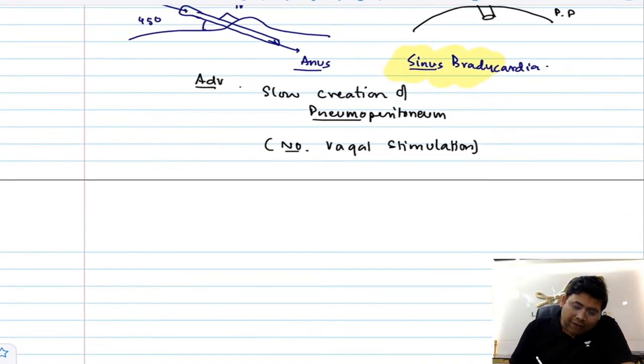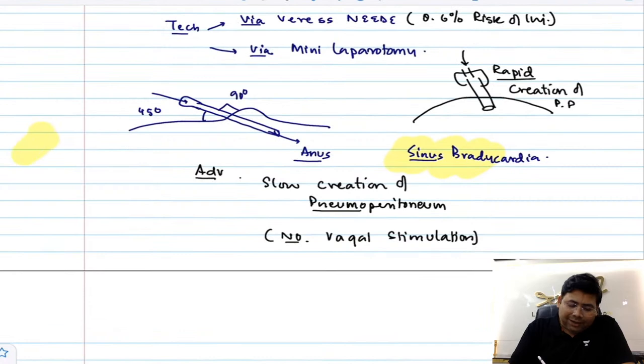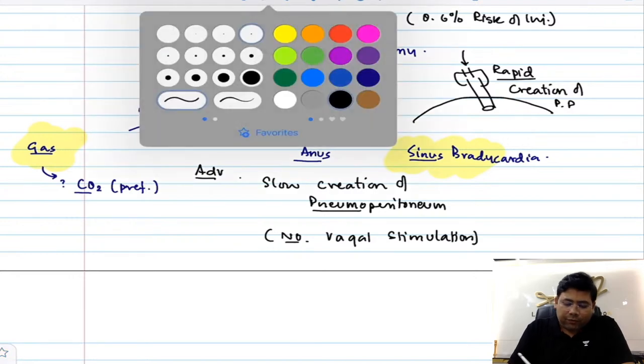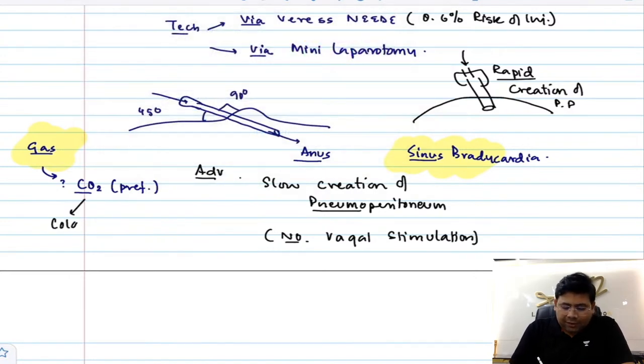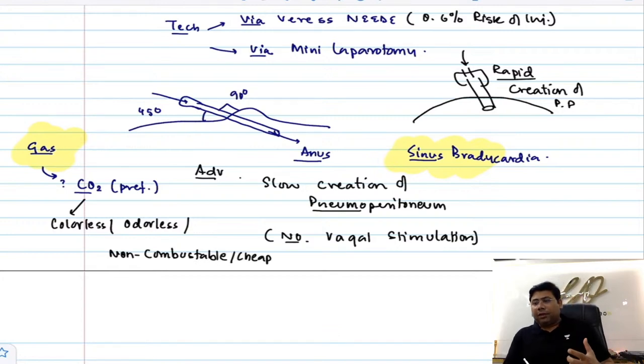So once you have created the pneumoperitoneum, the next is, what is the gas that we use? Students, there are a lot of gases in literature, but yes, you can use CO2. CO2 is preferred. Why? Because it is colorless, odorless, non-combustible, and the biggest thing is, it is cheap. So these are the advantages that you have.